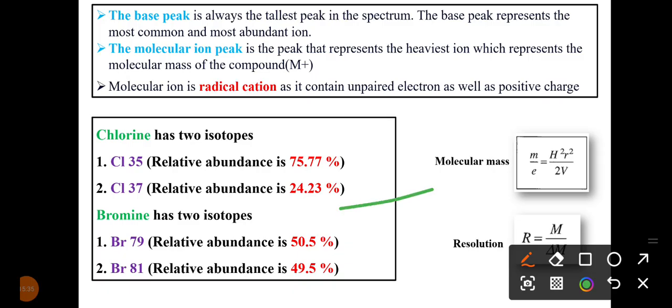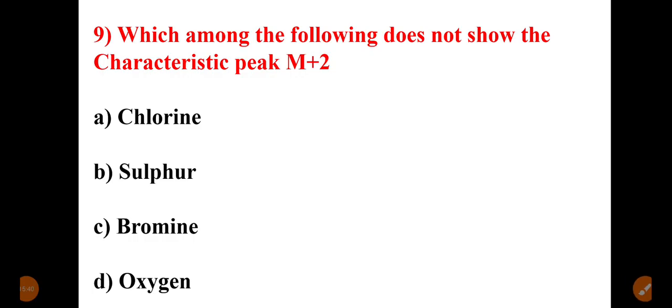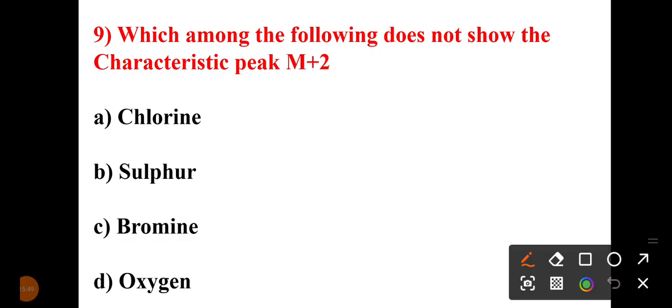Okay, so the next one: which among the following does not show the characteristic peak M plus 2? Previously we have seen which compounds show the M plus 2 peak. We know chlorine is showing the M plus 2 peak, and bromine is also showing the M plus 2 peak. So what is remaining? That is sulfur and oxygen. So among these, which one, what is our question? The question is: does not show.